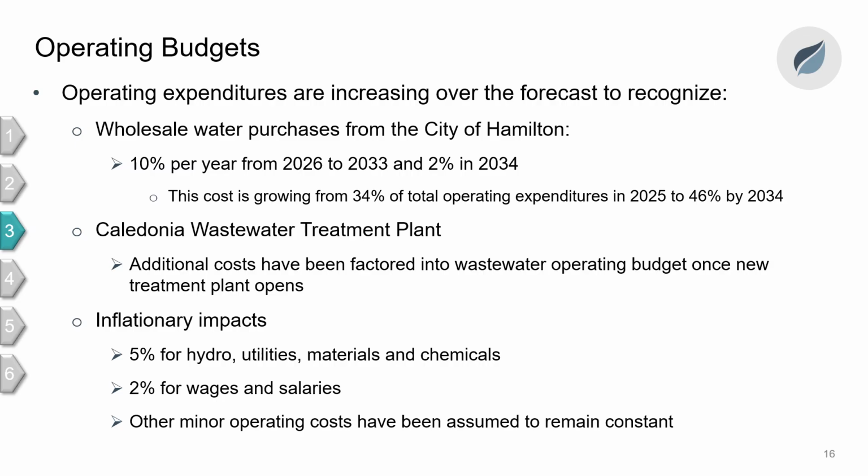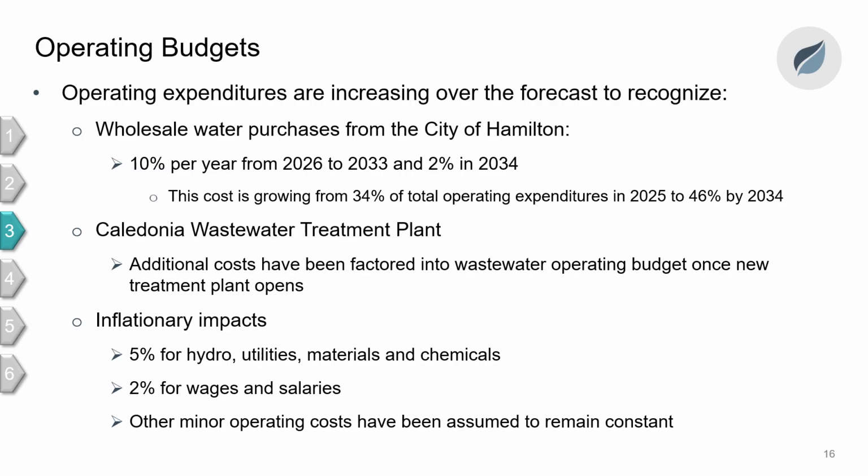And so the cost of just the water purchases from the City of Hamilton is going from about 34% of the total operating expenditures today, or in 2025. By the end of the forecast, it's going to represent about 46%, or almost half, of the total operating costs of the water system.